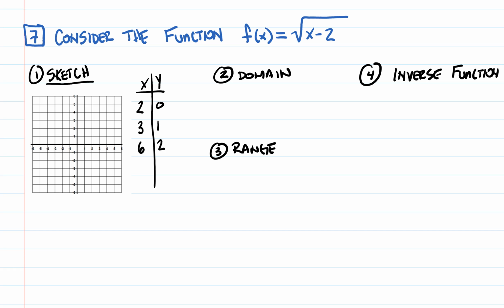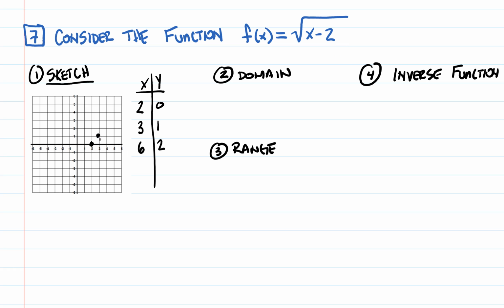Okay, lastly in box 7, we're going to consider the function f of x equals the positive square root of x minus 2. So I'm going to start by plugging a few points in and making a sketch. So if I plug in a 2 for this function, 2 minus 2 is 0, and the square root of 0 is 0. So I know that (2, 0) is a point on the graph. If I plug in a 3, 3 minus 2 is 1, square root of 1 is 1. So (3, 1) is on the graph.